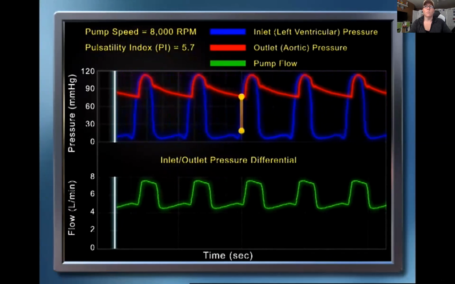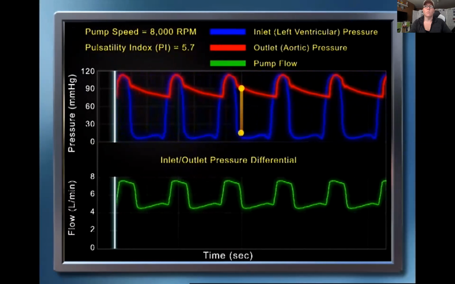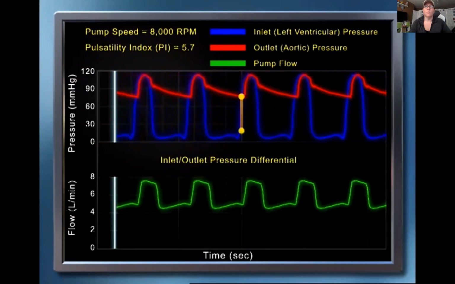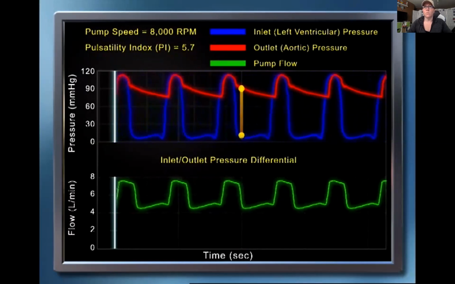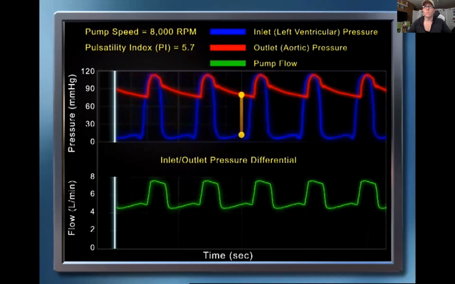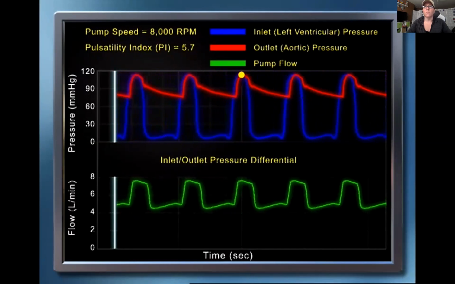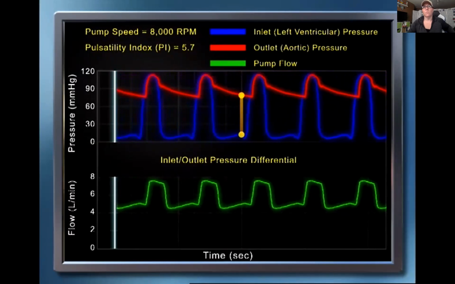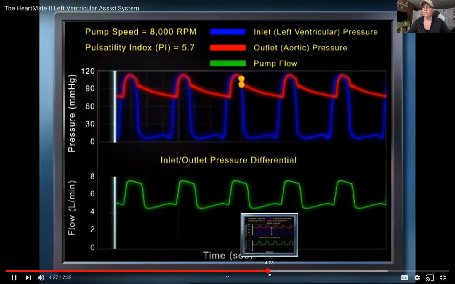The reverse is true during diastole at the same pump speed, where the blue waveform, inlet pressure, and red waveform, outlet pressure, separate, shown by the yellow bar becoming taller. When this occurs, the differential pressure rises, and the pump must overcome this increased pressure difference between LV and aortic pressure in order to propel blood forward, and therefore flow decreases.